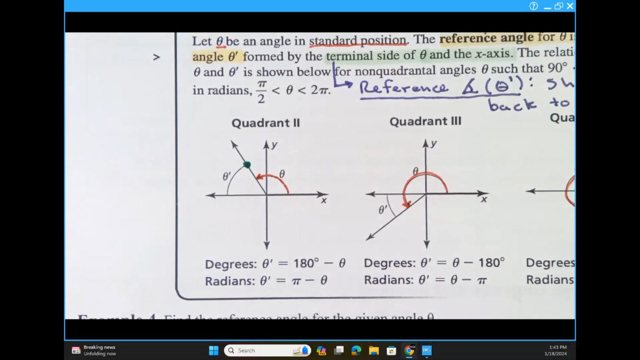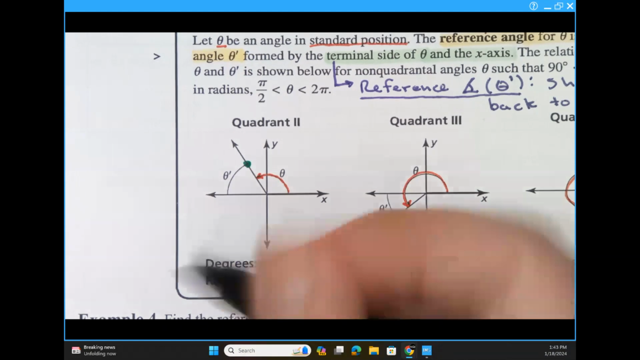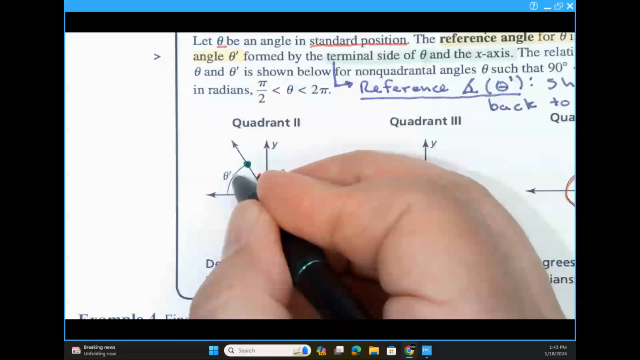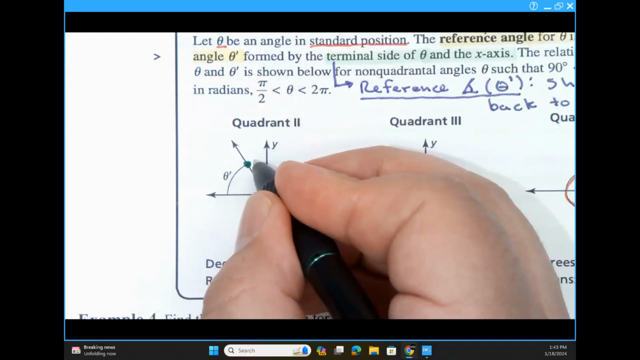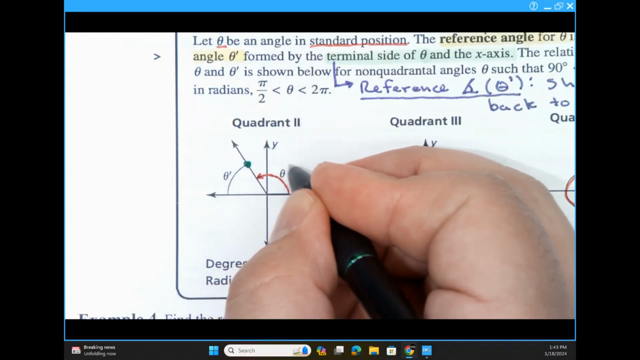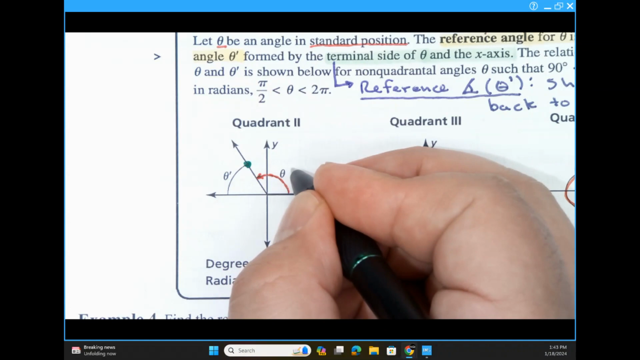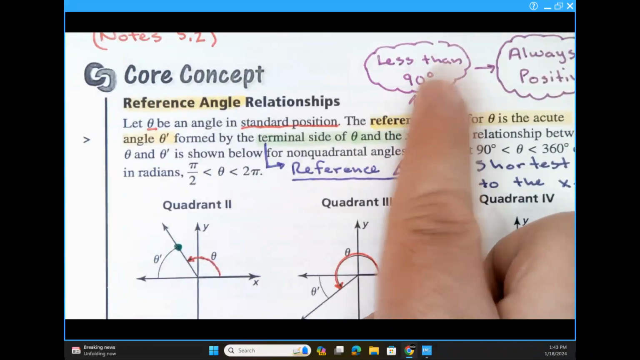The question becomes, all right, well, what's the shortest distance back to the x-axis? Well, I technically have two options. To go back to the x-axis, I can either keep walking counterclockwise until I get to the x-axis here, or I could walk backwards again, go back this way. But if you notice, that angle is already going to be more than 90. And the rule is we have to be less than 90 degrees.